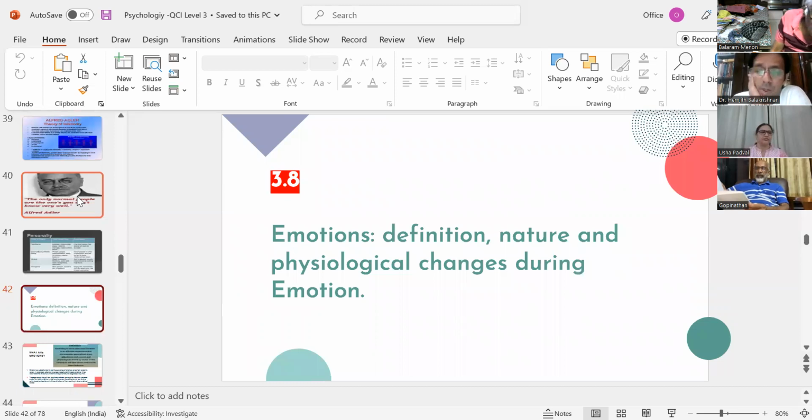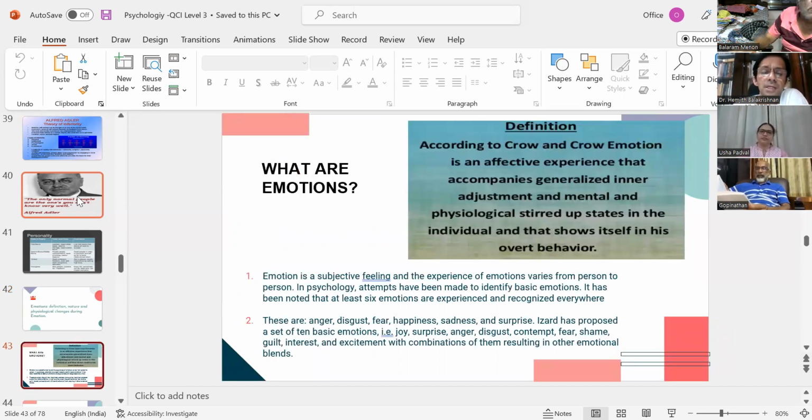Let us start today on emotions. Fundamentally, we look at the definition, nature, and the physiological changes during emotion. Let us understand that there are many definitions. Let us understand some basic definition. Emotion is an affective experience that accompanies generalized inner adjustments and mental and physiological stirred up states in the individual, and that shows itself in the overt behavior. So there is the overt and the covert behavior.